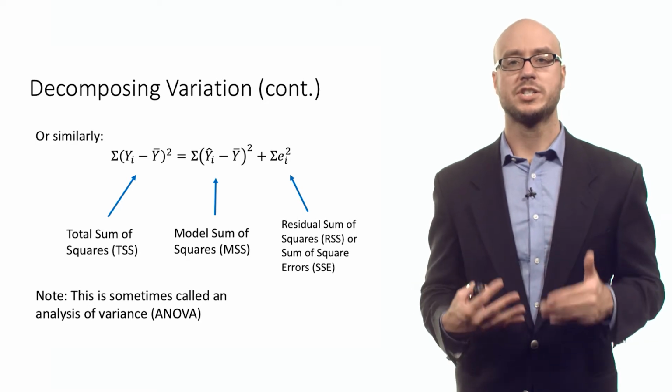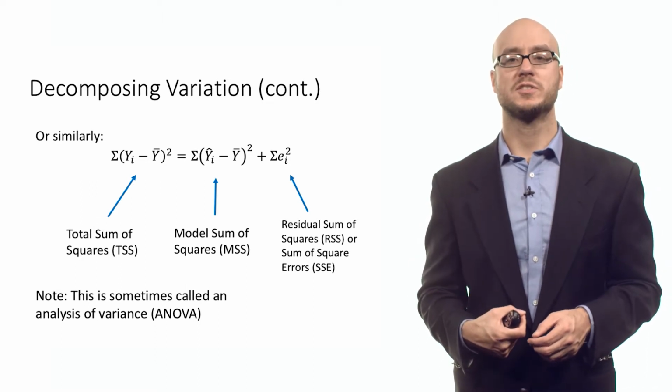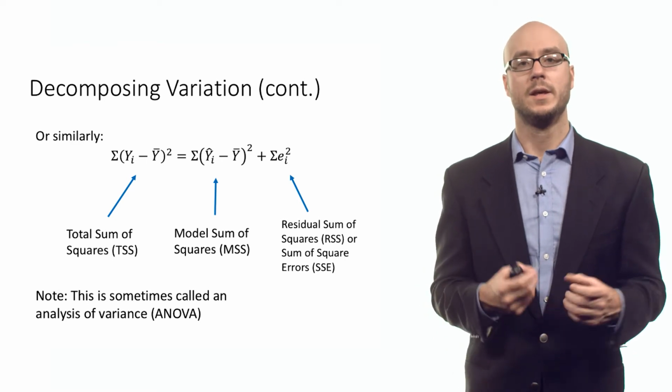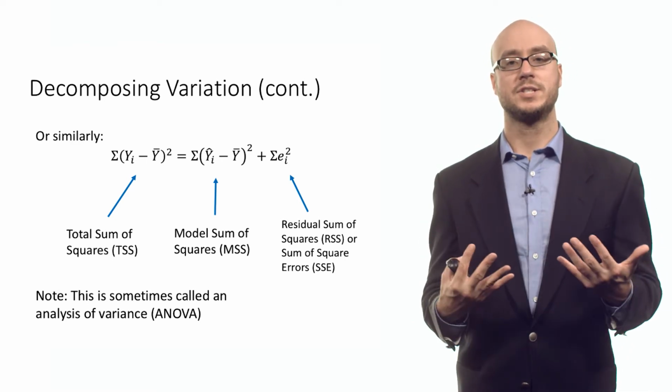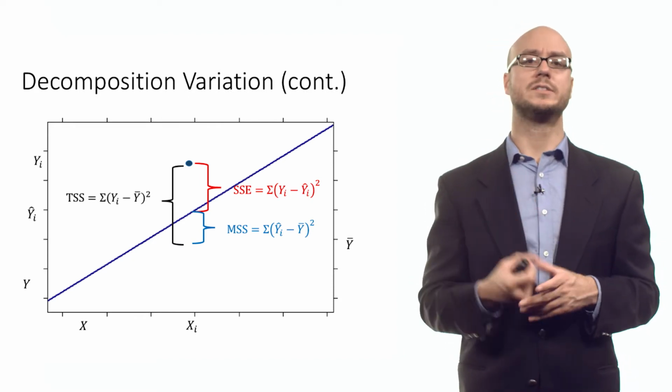When we decompose the variation this way, we can talk about the total sum of squares, the model sum of squares, and the residual sum of squares, or sometimes it's called the sum of squared errors. We've seen the sum of squared errors before. This is sometimes called an analysis of variance, because what you're doing is partitioning or splitting up the total variation of the outcome, the total sum of squares, into that part which can be accounted for by our model and that part which can be accounted for by the residuals or the errors. So we have that variation which is from our model and that variation which is not due to our model. So it's useful to look at a particular observation to really understand what's going on here.